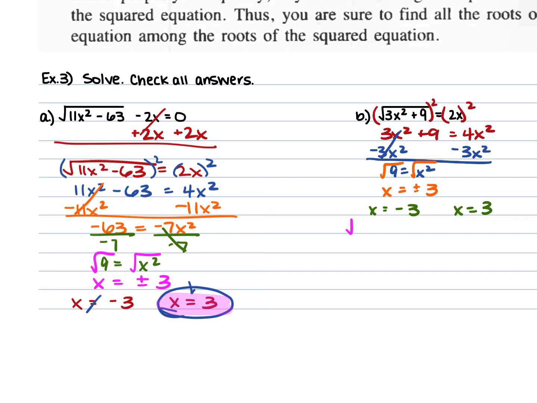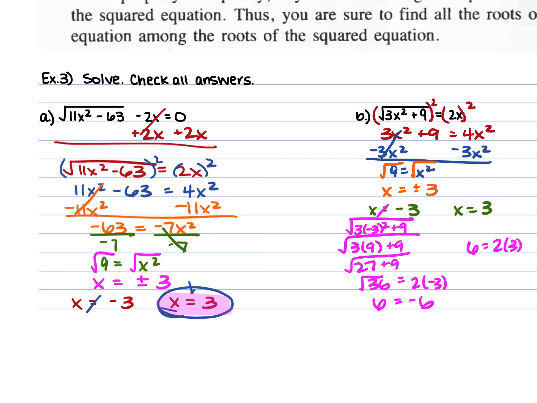So if you do the square root of 3 times negative 3 squared plus 9, that's going to give you 3 times 9 plus 9, which is 27 plus 9. That's 36. The square root of 36 is 6. If we do 2 times negative 3, that's negative 6. So this one does not work. If you try the positive 3, you just have the square root of 36, which is 6, is equal to 2 times 3, which is 6. And 6 is equal to 6. That's a true statement. So this one is the only solution here.